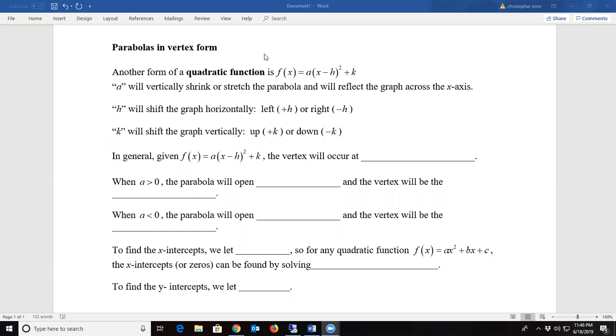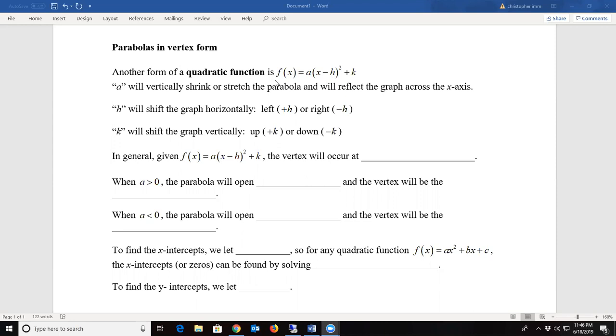Our main graph looks like f of x is equal to a times the quantity x minus h squared plus k. The a out in front essentially multiplies every y value by that number, so it will vertically stretch or compress the graph. The h inside is going to move the function left or right. If the h is positive, x minus h will move it right. If the h is negative, x plus h will actually move it to the left.